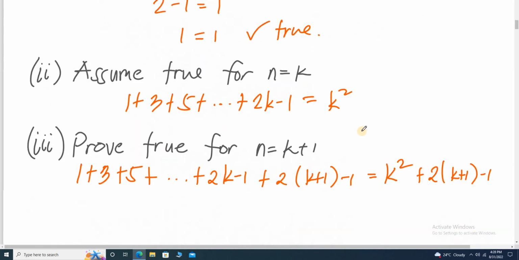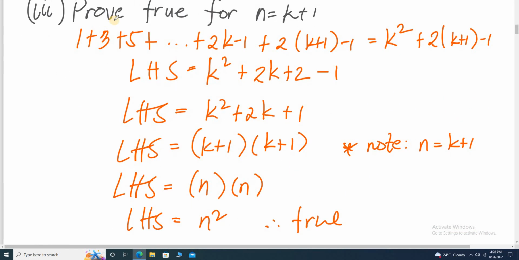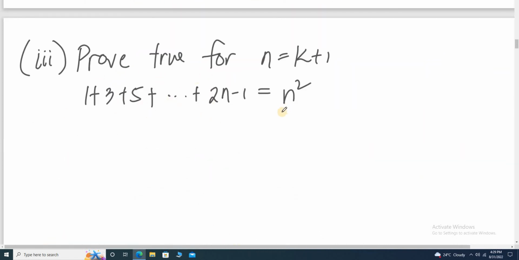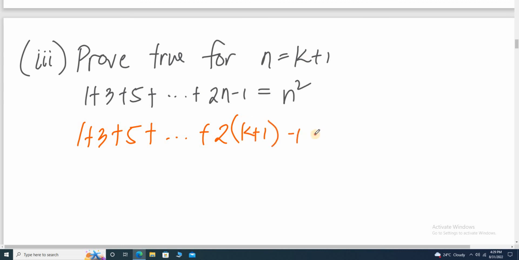Now there's another way of solving the third step. Aside from manipulating the right-hand side, let me show you how to do it if you simplify the left-hand side. So again, third step. This is the original equation. Now we can simply change n by k plus 1. So we have 1 plus 3 plus 5 plus 2, and then the value of n would be k plus 1, then minus 1 is equal to the right side. And now is k plus 1 squared.